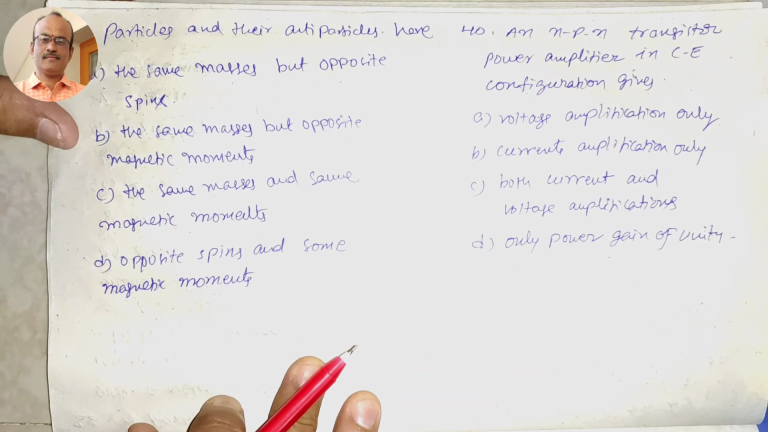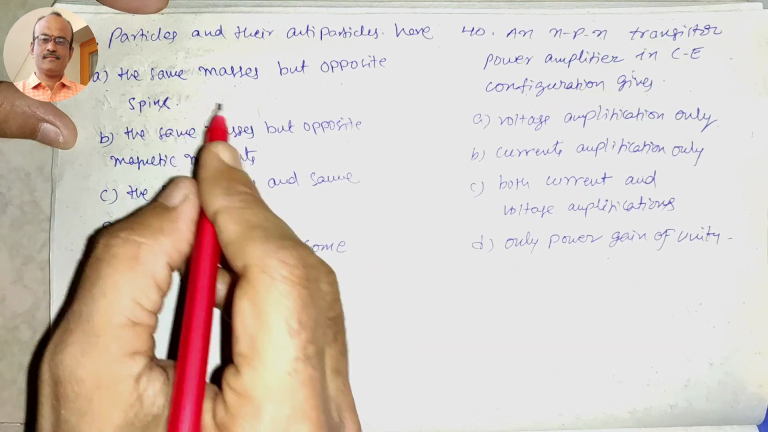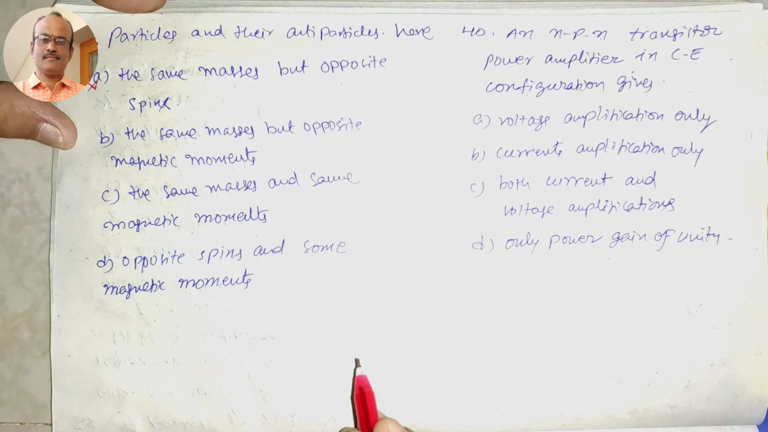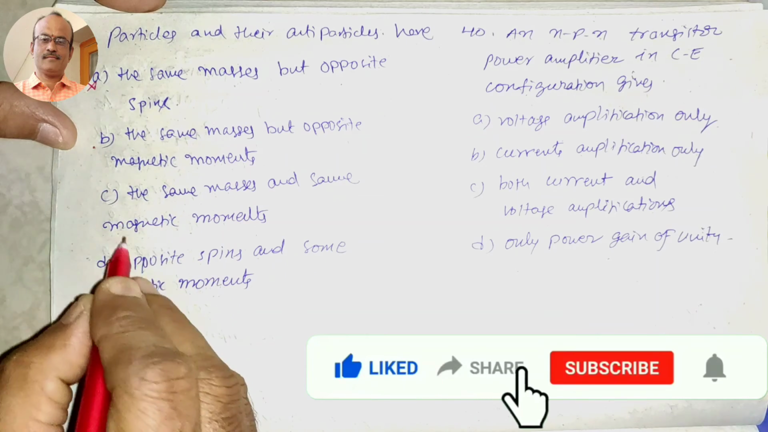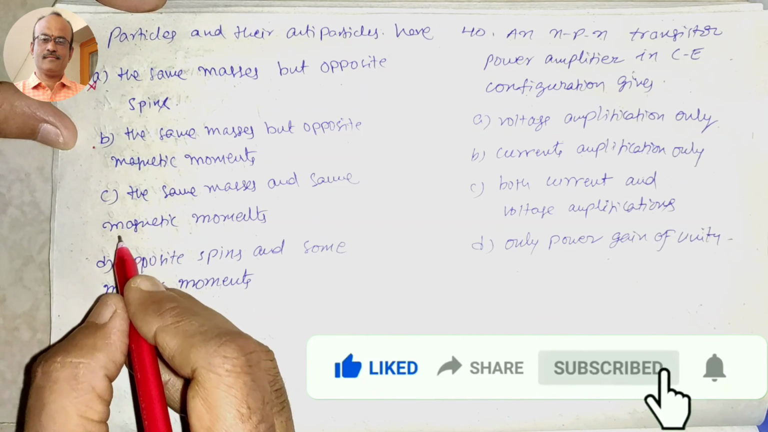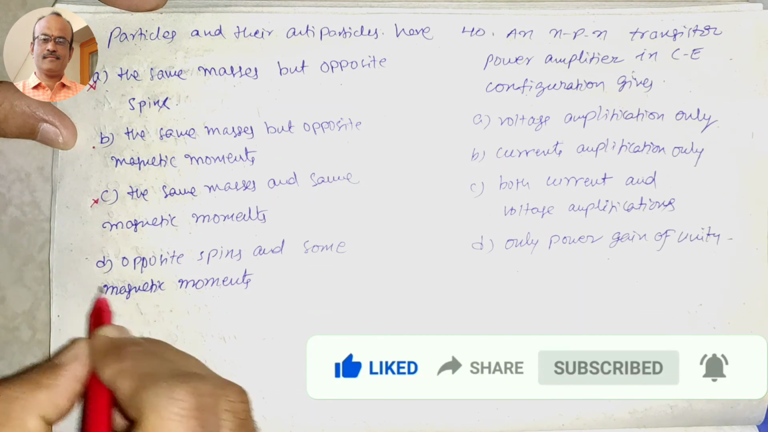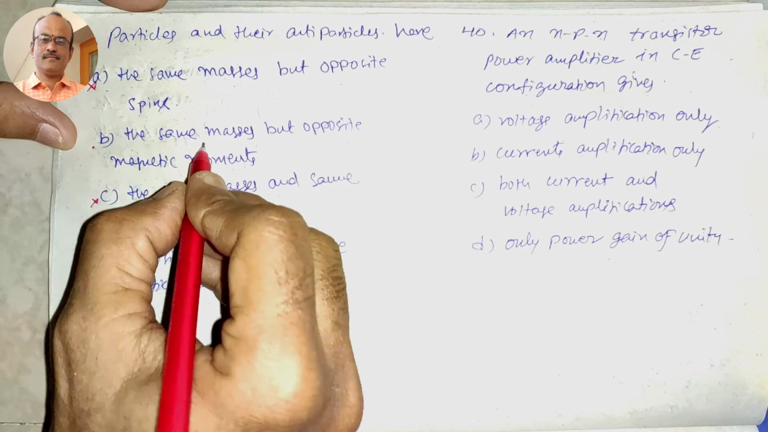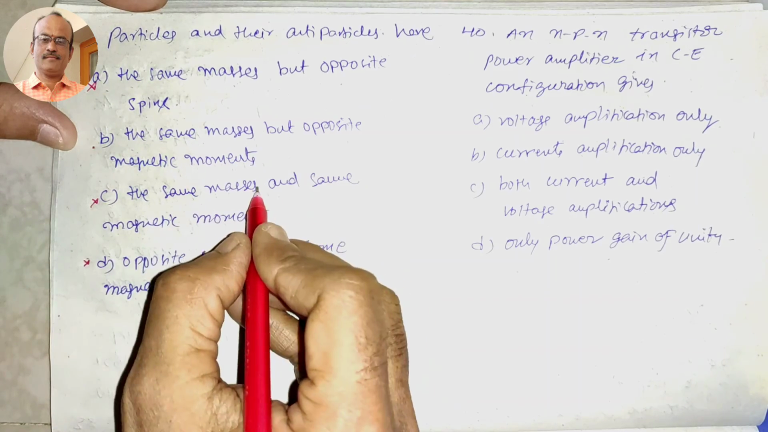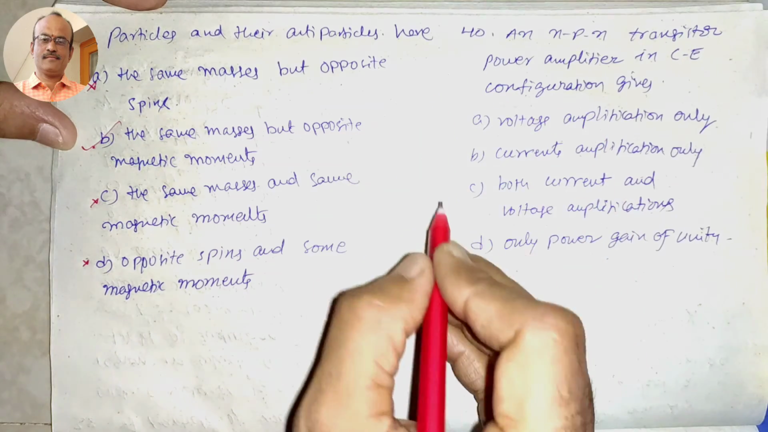Now question number 39. Particles and their antiparticles have: A, the same masses but opposite spins. It should not be possible. B, the same masses but opposite magnetic moments. Here it may be possible. Then we will check C, the same masses and same magnetic moments. It should not be possible. D, opposite spins and same magnetic moments. It is also not possible. So which one is possible here? Same masses but opposite magnetic moments is only possible for particles and their antiparticles. Option B is correct. Now we are going with 40.